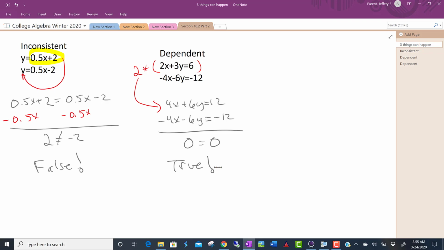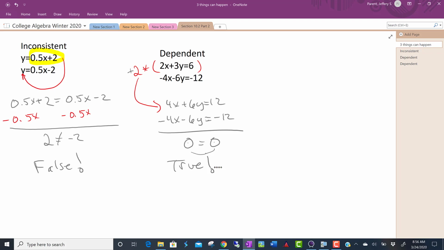On the flip side of things, if we look at our dependent system of equations, then we can solve by multiplying, say, the top equation by -2 and adding it to the bottom equation. So, no, multiply by +2. +2 will work. Add it to the bottom equation, and we get something that's true. And that's the big difference here. If the variables cancel out and it's false, then it's an inconsistent system of equations. If the variables cancel out and it's true, then hey, you've got a dependent system of equations.